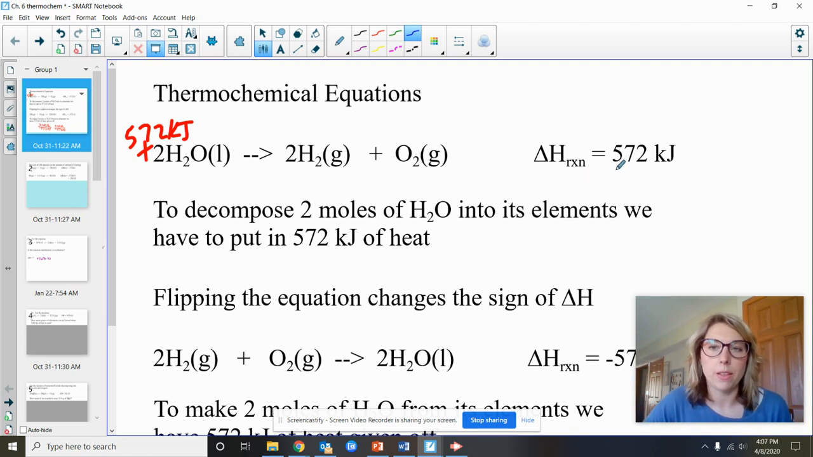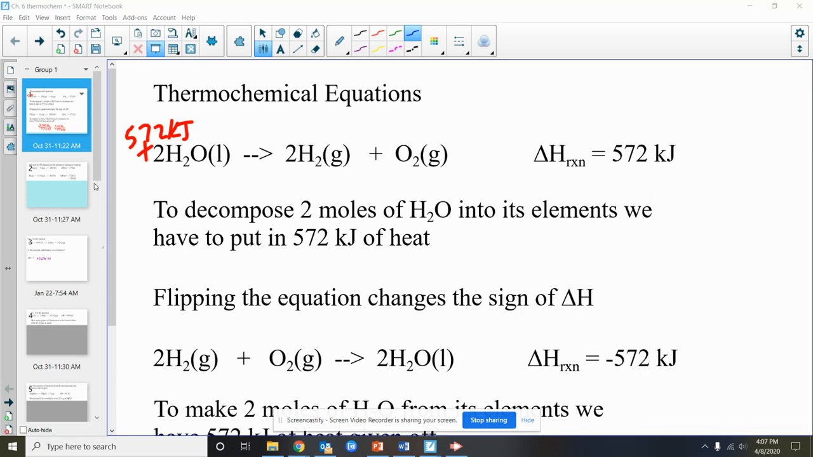And we talked about enthalpy in the last video. That's just going to add it into that equation so it can be used for a ratio, so to speak. So let's go ahead and get started with that.